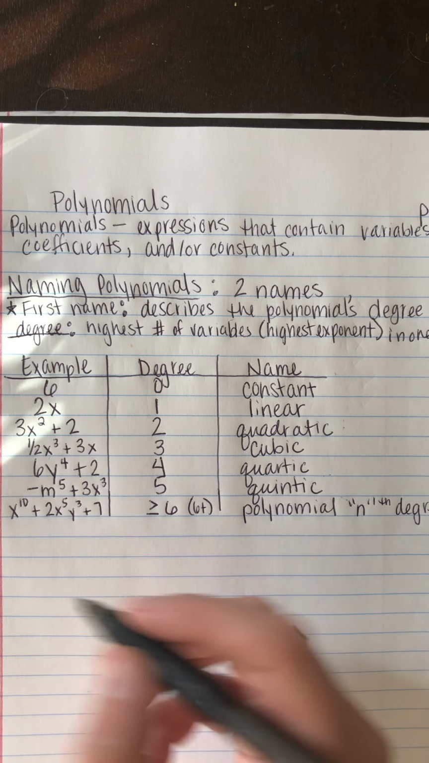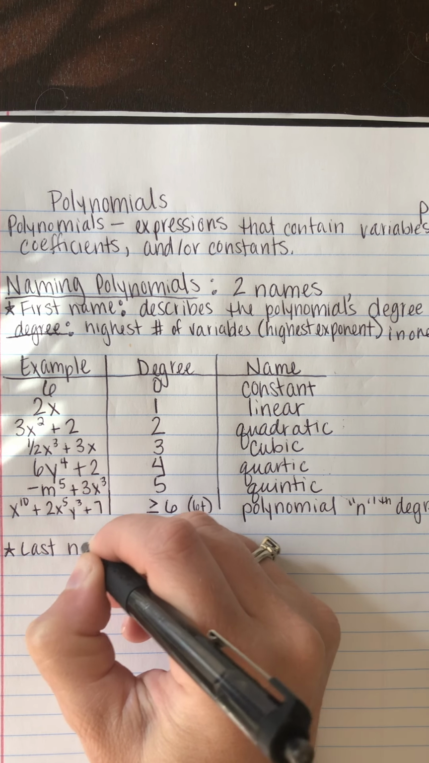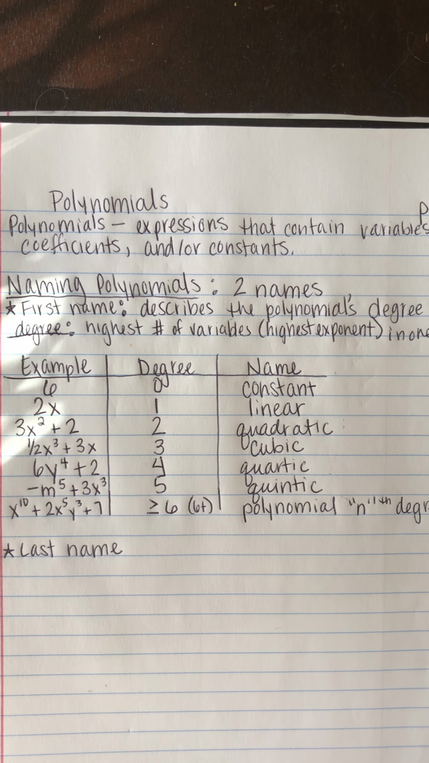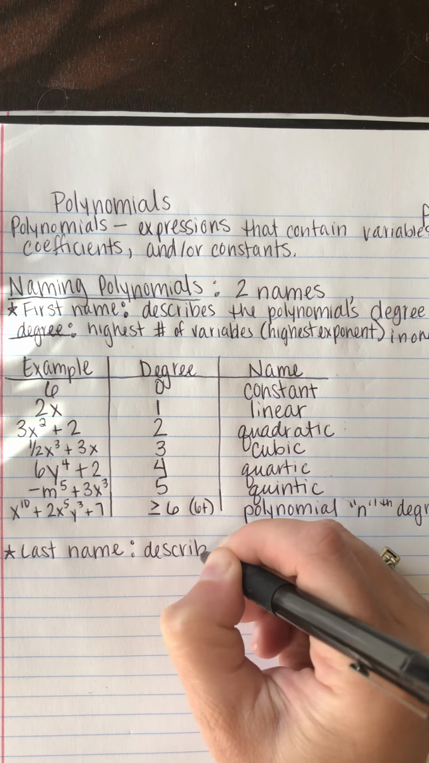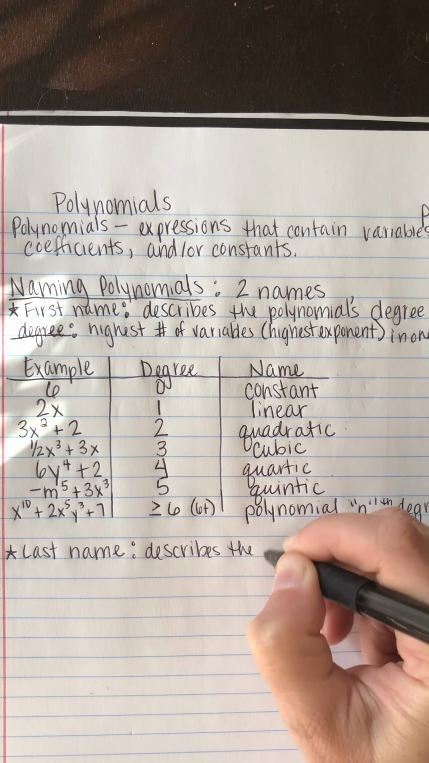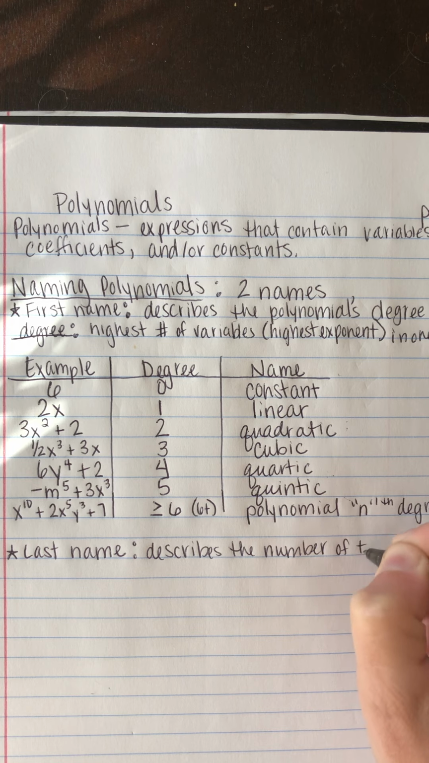Now their second name, or their last name, has to do with how many terms there are. So the last name describes the number of terms.